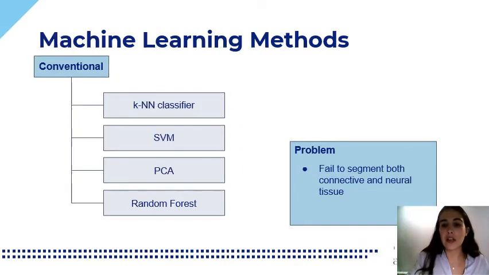And that's why we have machine learning methods. Machine learning methods, I have them here in a separate category, but they are mainly a continuation of the conventional methods. These techniques are normally applied after some conventional technique in order to improve its accuracy, its performance, and for it to be able to better detect the whole structure of the optic disc, which can sometimes be a challenge. However, they still fail to segment both connective and neural tissue.